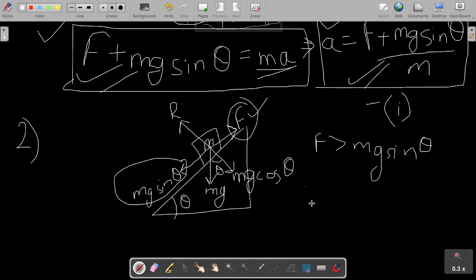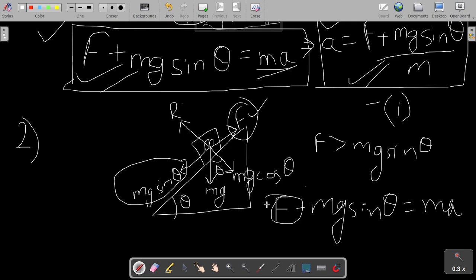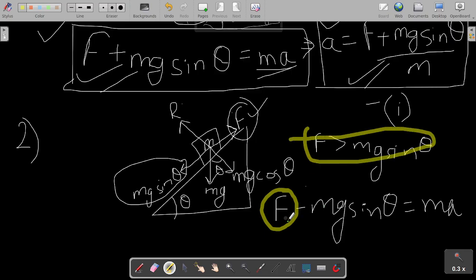In this case, the acceleration here, F minus mg sin theta, that is, F is in a different direction from mg sin theta, causes a motion upward. I have written F in front, and then I have given ma. That means the motion is being caused upward. F is greater than mg sin theta, so F is creating this motion ma.